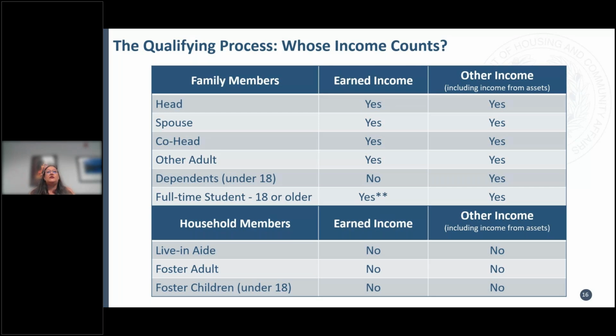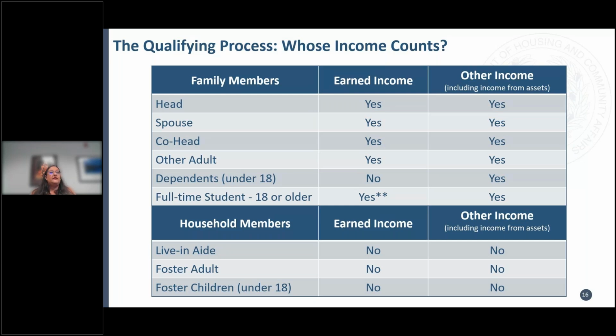Anybody that's under 18 in the household that is part of the family group, their earned income will not count, but their unearned income will count. So if you have a 14-year-old that is receiving Social Security, that is going to count as income for that person. But if they also umpire at the local baseball fields or they referee Pee Wee soccer, that's not going to count. That would be considered earned income.